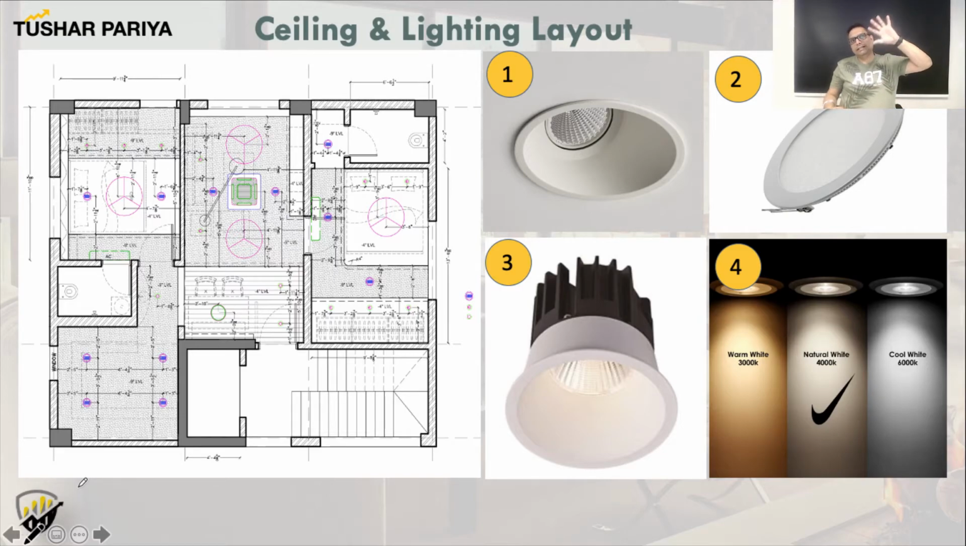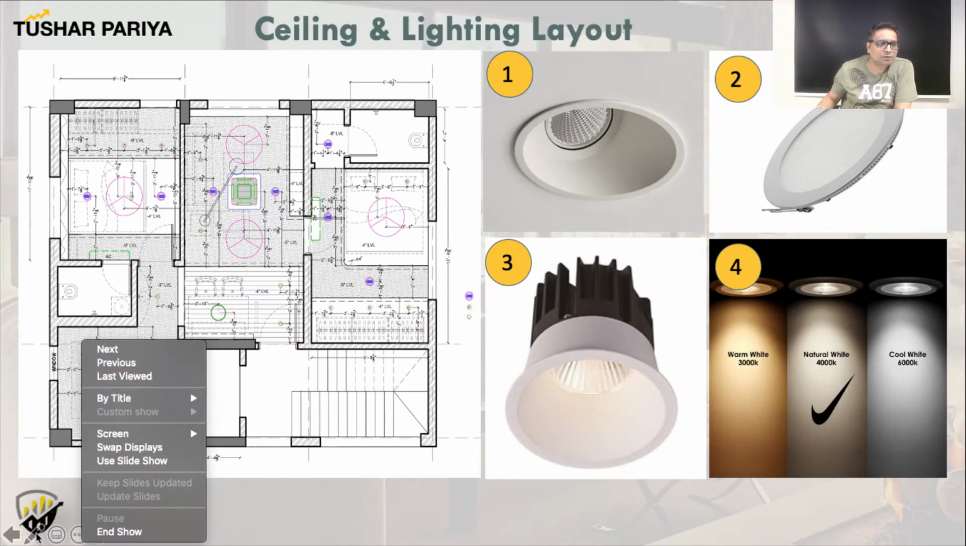Now, till now we have made the layout. We understood based on Vastu how to make the layout, and then we understood the false ceiling and the lighting. I'll just quickly show you what is happening here in the false ceiling. I'll just take my mouse.